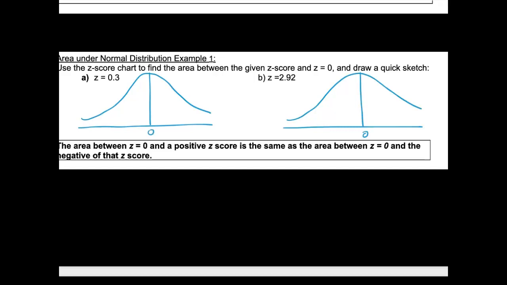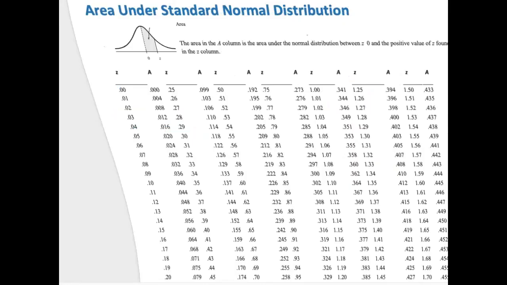Then for part A, the z value is 0.3. I'm going to put that to the right of 0 since it's greater than 0. I want to find the area between 0 and 0.3, so I'm going to shade it. Now I'm going to look up 0.3 on the z-score chart.